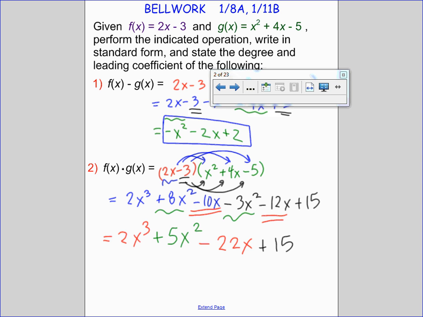Did I make it to the end? You did. Excellent. You're going to have one that looks just like this on your quiz. So you'll have a binomial times a trinomial. You want to make sure you're comfortable handling that kind of operation with polynomials. Great. Let's go ahead and take a look at going backwards now.